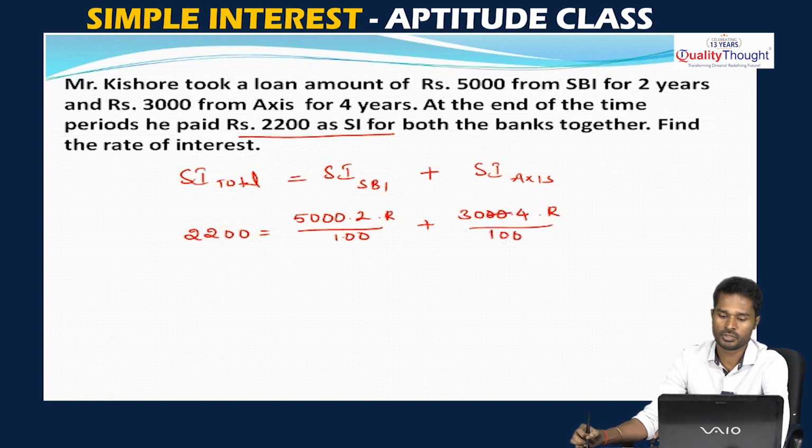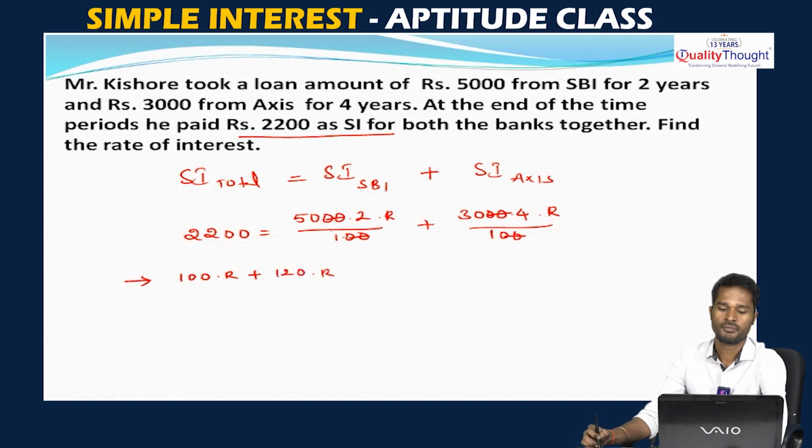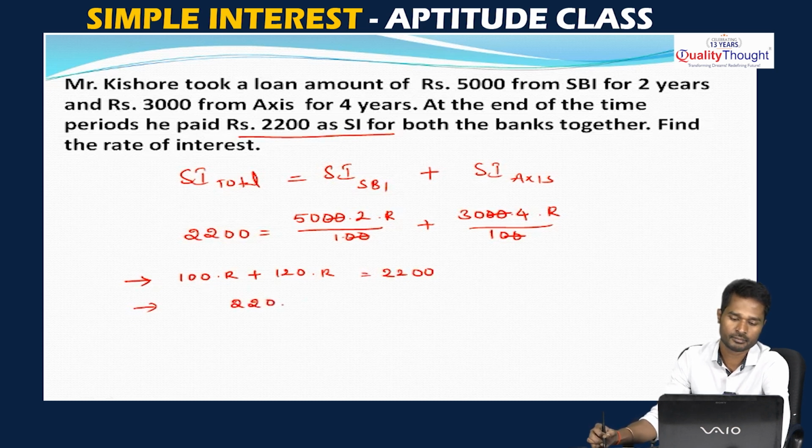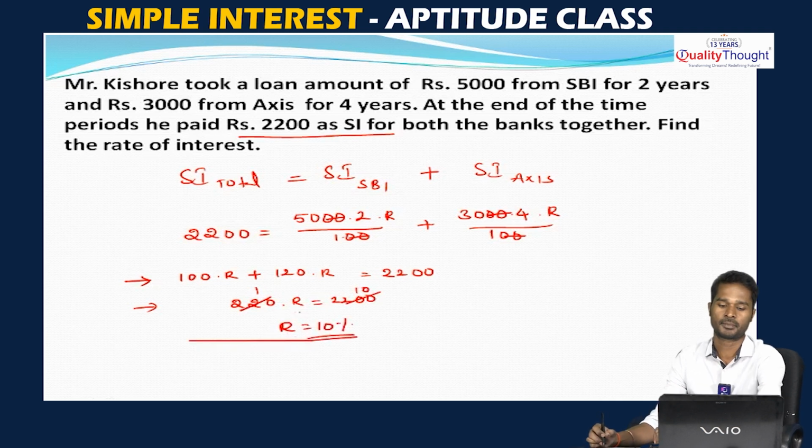So, cancel the zeros here, 2 zeros and 2 zeros will cancel. So, this will be 50 2s are 100 R plus 30 4s are 120 R, that is nothing but 2,200 rupees. So, this will give 100 plus 120, 220 into R is equal to 2,200. So, 220 ones are 220, 10s are. So, the rate of interest calculated is 10 percentage equally on both the banks.